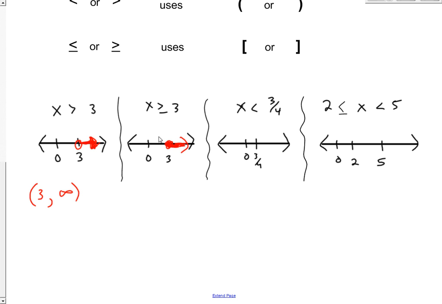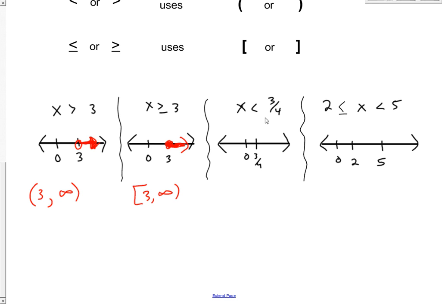Now, for interval notation, again, I'm going from 3 all the way to infinity. But this time I have a solid dot. I have that line underneath the inequality. So I'm using a straight bracket for the 3. And even though I'm using a straight bracket for the 3, I have to use a parenthesis for infinity because I can never actually equal infinity.